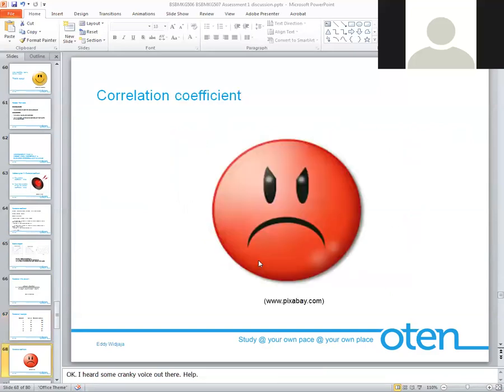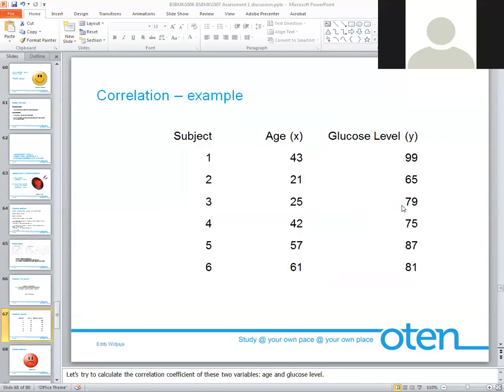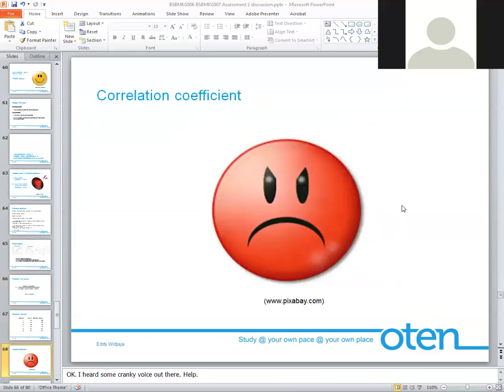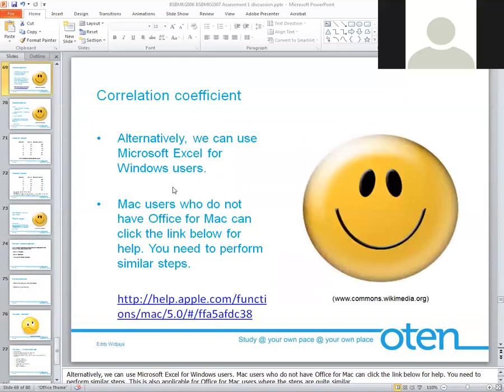Okay, maybe a little scary to use the formula here, right? Luckily we can also use Microsoft Excel, like the one that we use for our trendline projection or linear regression analysis. In saying that, please also note that Mac users who do not have Office for Mac can click the link below for help. You need to perform similar steps. You can also perform that using Numbers on Mac, with similar steps to the ones we are going to discuss.